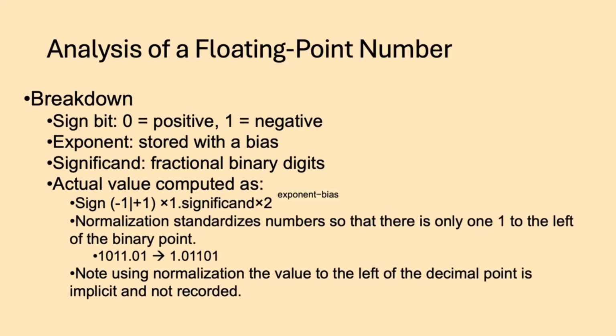To summarize, the sign bit indicates polarity. The significand is the fractional part. The exponent is stored with a bias. Normalization is a process of shifting the binary point so that there is only one value to its left. So a number such as 1011.01 would become 1.01101.